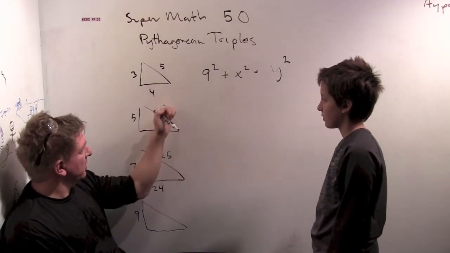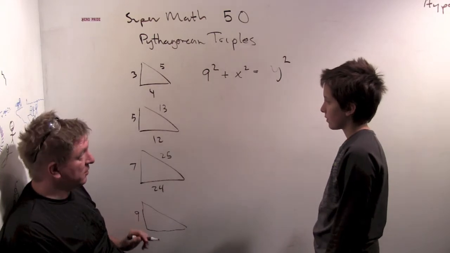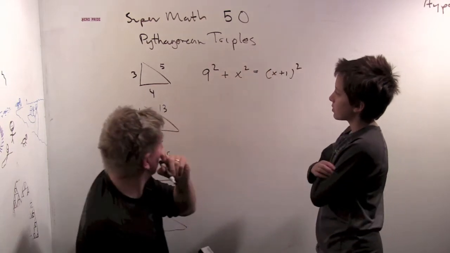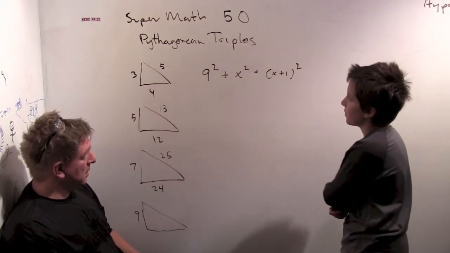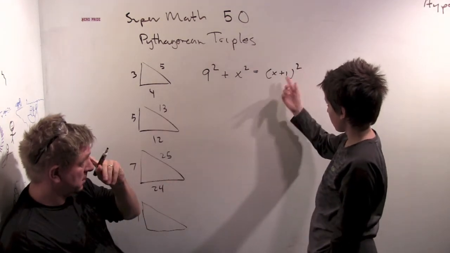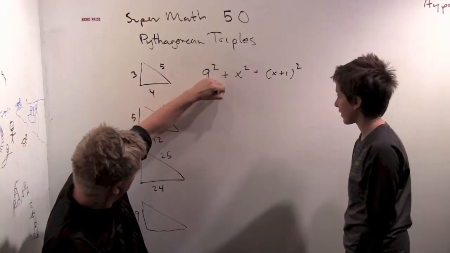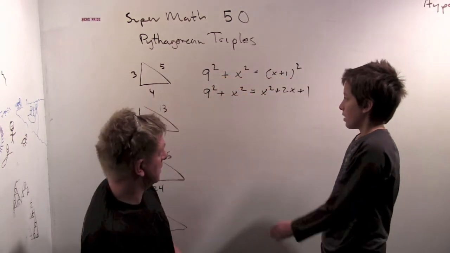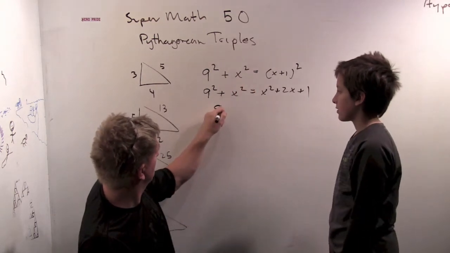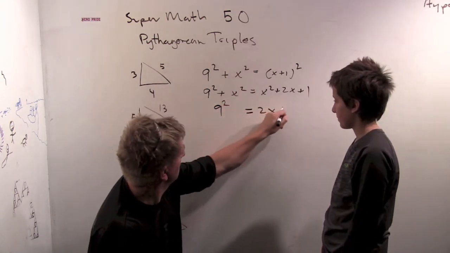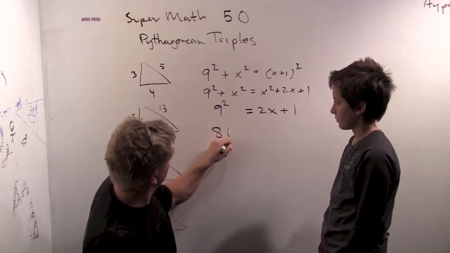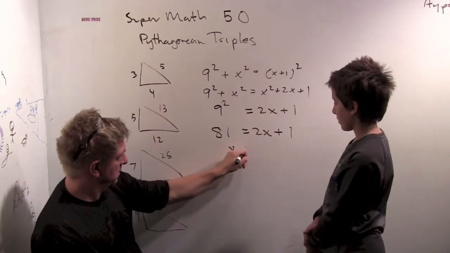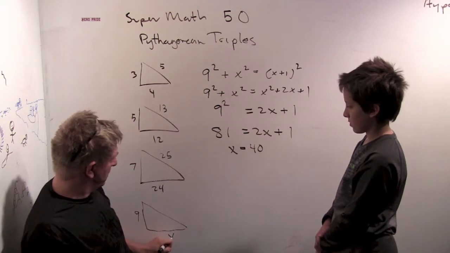So we notice we're looking for ones that differ by 1, and we're wondering, is there a solution with 9? So we have 9 squared plus x squared equals x plus 1 squared. We can multiply this out. It's going to be x squared plus 2x plus 1. And then the x squared subtract away. So I get 81 equals 2x plus 1. So 2x is 80, x is 40. So we get 40 and 41.